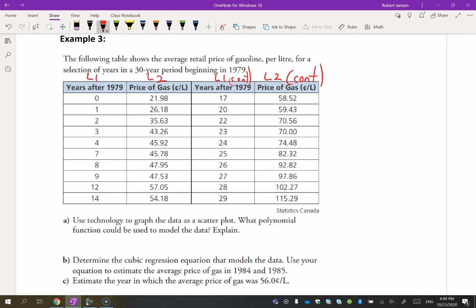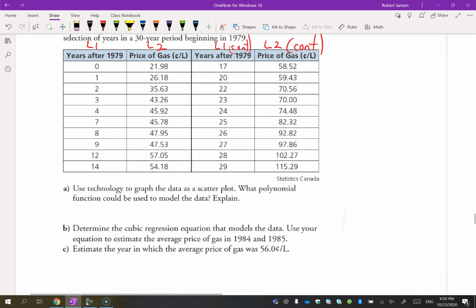This is crazy, you guys. Look at this. In 1979, gas was 22 cents a liter. And 29 years later, so when's that going to be? That's going to be 2008. Gas was $1.15. And right now it's about $1 a liter, so it's gone down a little bit. But I remember when I was in high school, this is the price of gas. It's a lot cheaper to put gas in your tank. So use technology to graph the data as a scatter plot. What I would like you to do is plot that in the scatter plot, and then we'll come back, because it's going to take you a little while to do it.